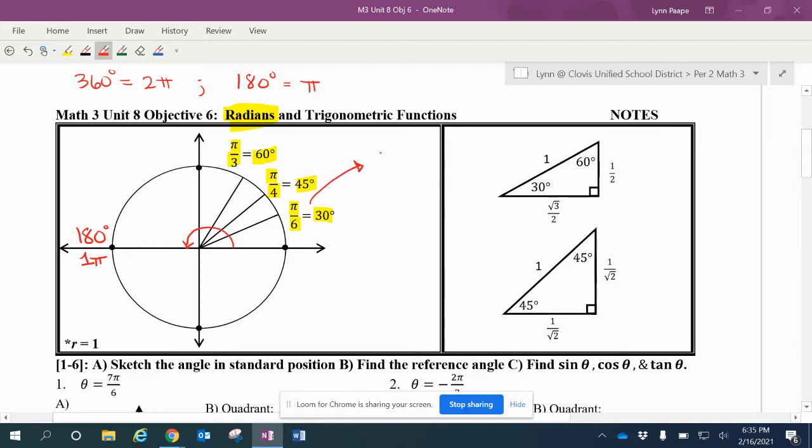So if we keep in mind that 180 and pi are the same, when we look at this pi over 6, what we need to remember is pi is the same as 180 degrees. And how many times does 6 go into 180? It goes in 30 degrees times. And that's why it's equal to 30 degrees.